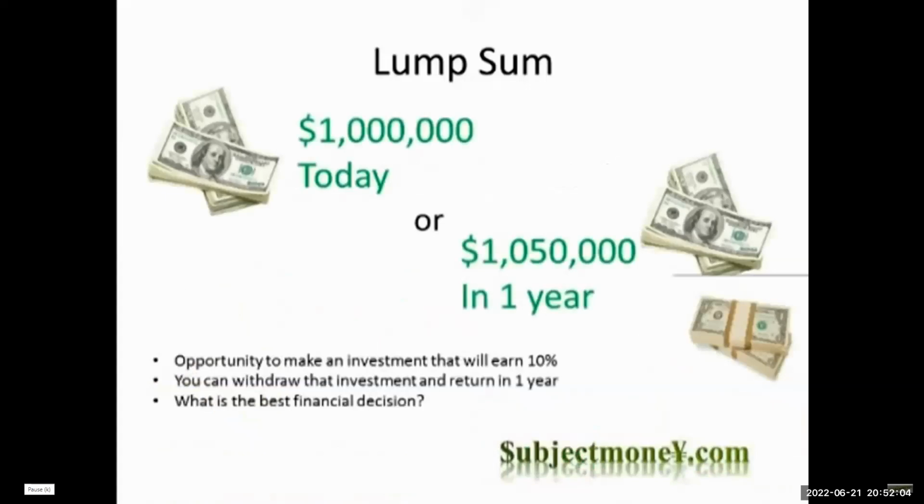Suppose you have an investment that offers a 10% return and can be withdrawn without any penalties in 1 year. Should you take $1 million today and make the investment, or should you wait 1 year and receive $1,050,000?